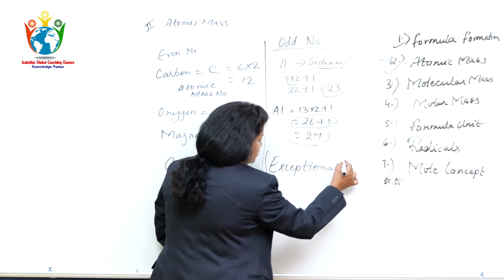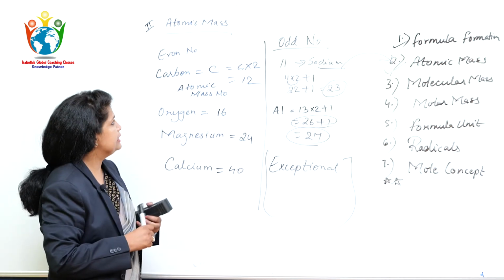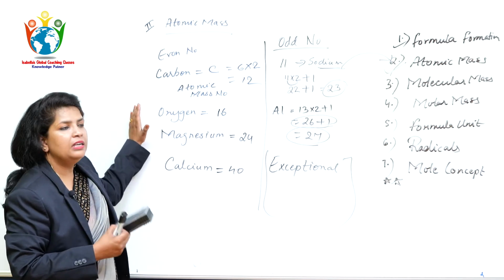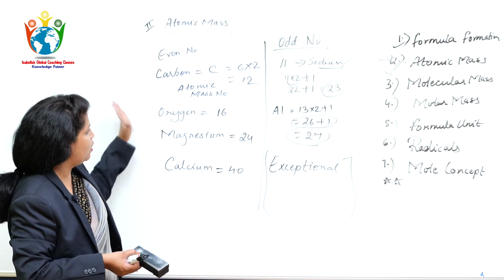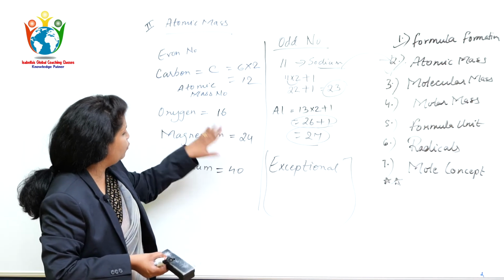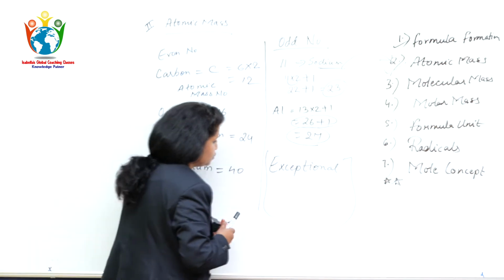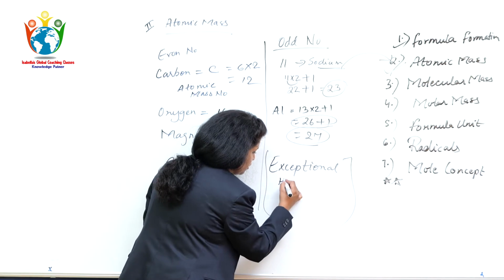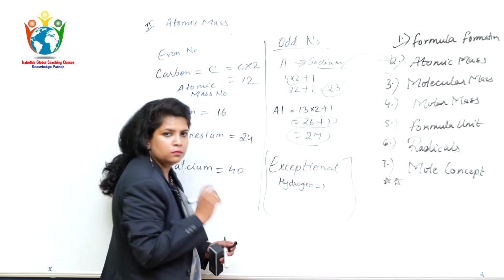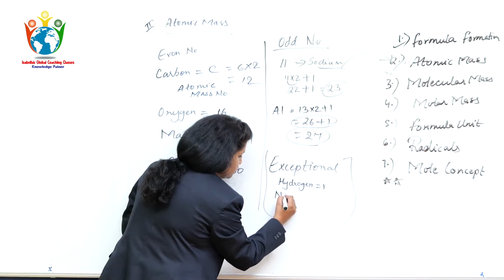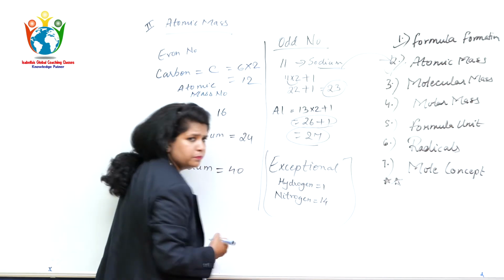I have made a gist because when I was at your age, these things were becoming very difficult, because already in 9th standard we have a lot of things to learn. So I made an idea of how I can differentiate and get atomic mass in an easier way. We have exceptionals over here. Hydrogen, you have to write 1. For nitrogen, you directly write down 14.